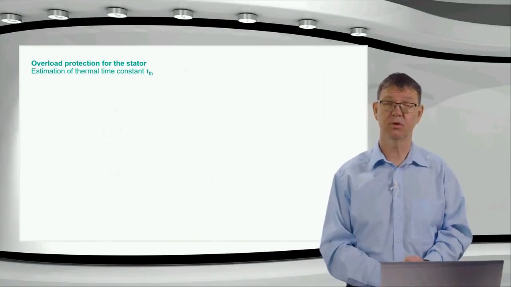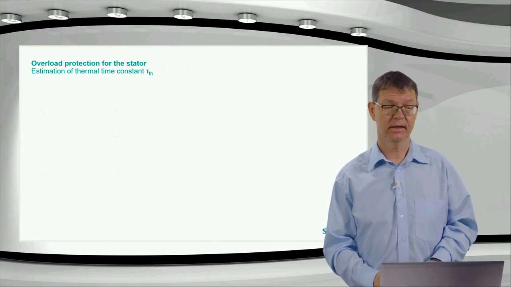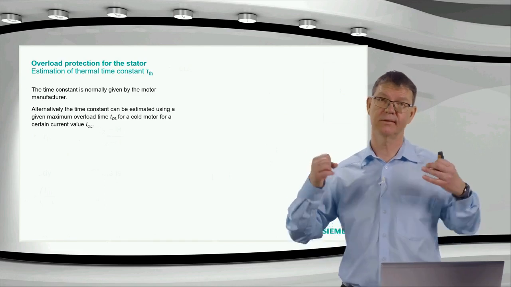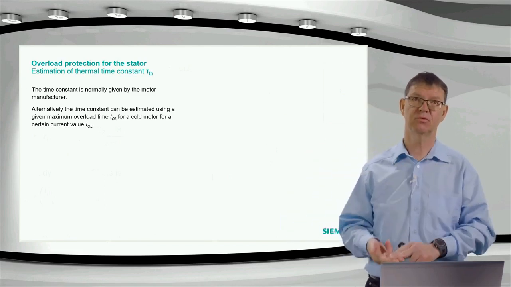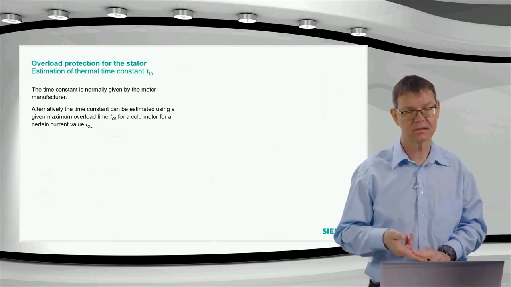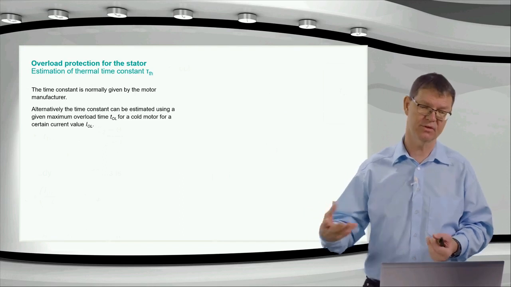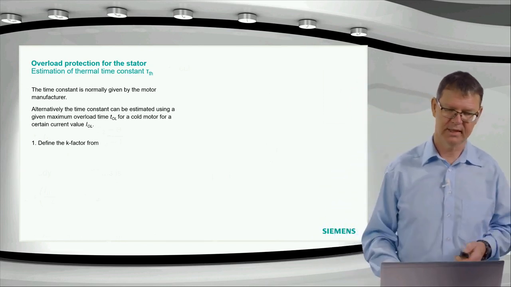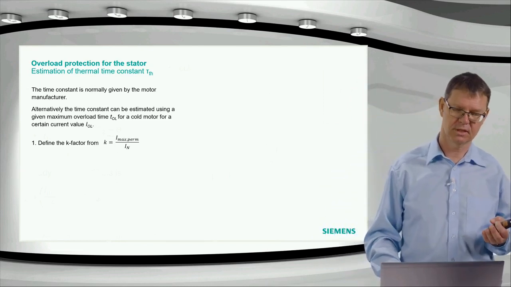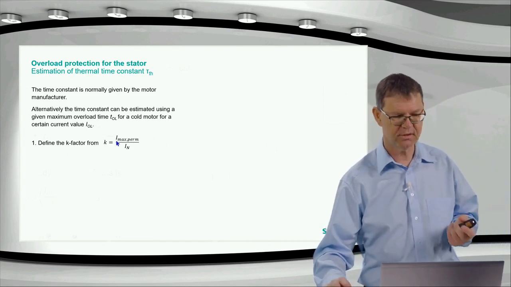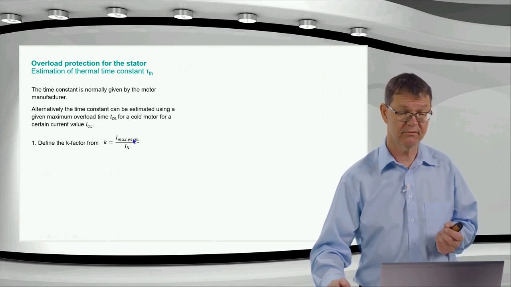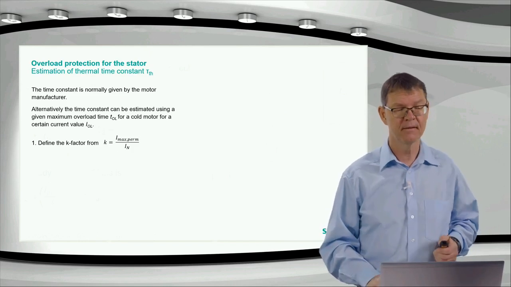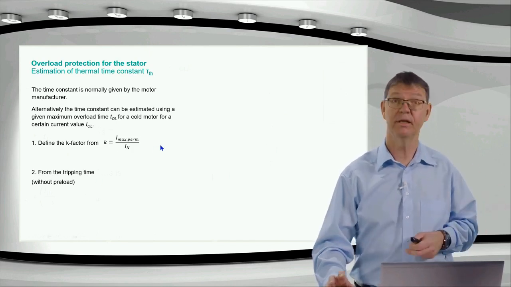If I don't get the time constant from the motor data, then I can estimate this time constant. Normally it's given by the motor manufacturer. Sometimes you get a pair of current and maximum time the motor can withstand this current, an overload current and an overload time. So it's not really a time constant, it's a couple of values. And we can define the K factor first. So the K factor we need. If not, then I hopefully have a maximum current available, which I can permanently put into the motor without overheating it. And from this, I calculate the K factor. This is what we basically had before.